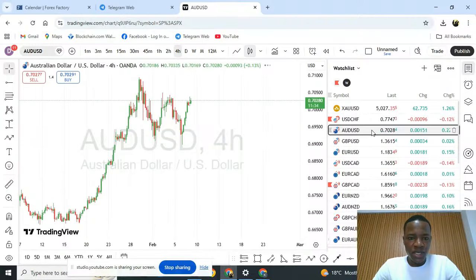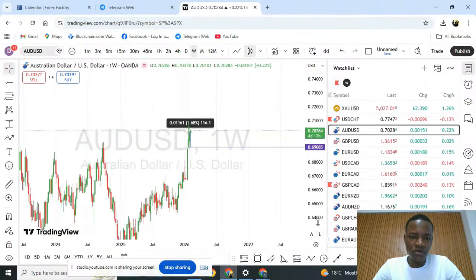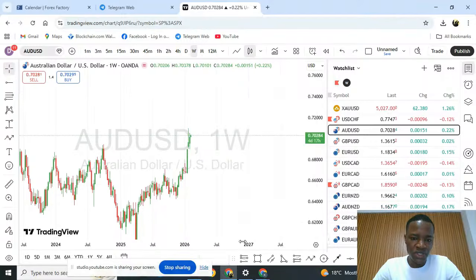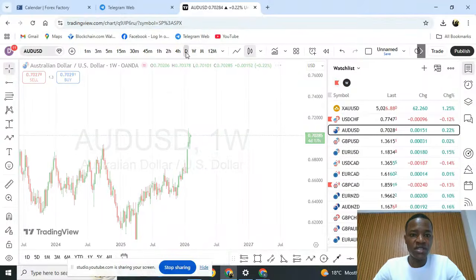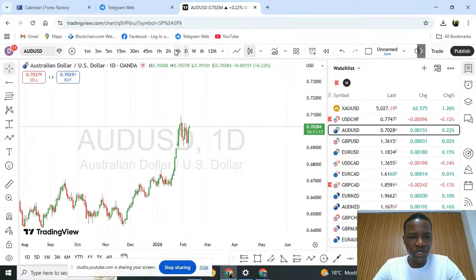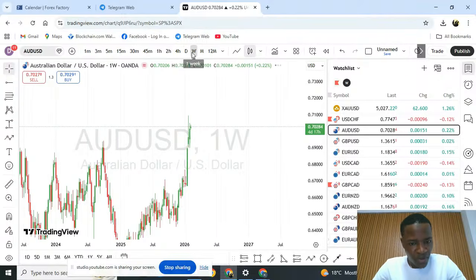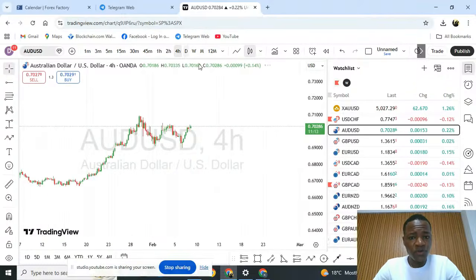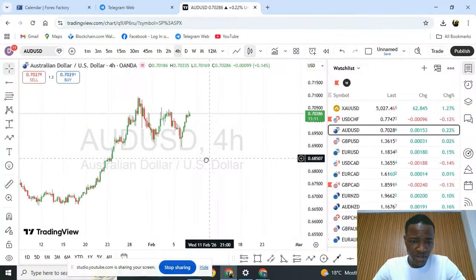The next pair is AUDUSD. So coming back on AUDUSD, you know AUDUSD has a very positive correlation with XAUUSD, which is gold, and we have been looking forward to more buys on AUDUSD. We have been buying AUDUSD since last week, and checking on daily time frame, you can clearly see this market is on a bullish trend. Coming back on a weekly time frame, the market is still on a bullish trend. We go 4 hours, we can clearly see this market is still on a bullish trend.